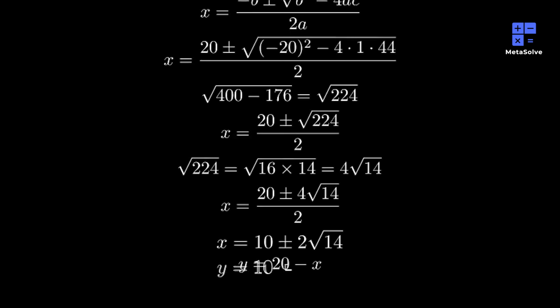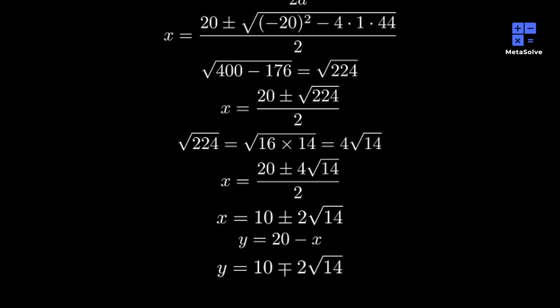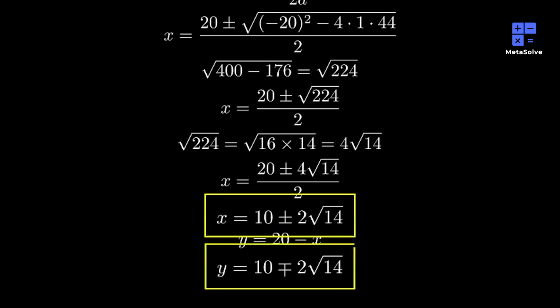Now recall that y equals 20 minus x. So y will be 10 minus 2 root 14 or 10 plus 2 root 14, depending on which value you take for x. So our solution to the system is x equals 10 plus or minus 2 root 14, and y equals 10 minus or plus 2 root 14. These are the two numbers whose sum is 20 and whose product is 44.